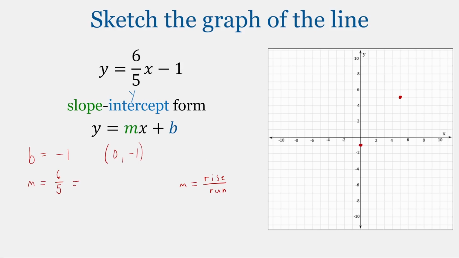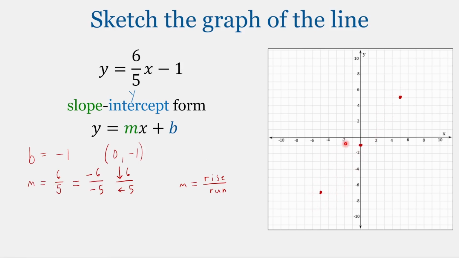Now the fraction 6/5, we can also write as -6 over -5. These are two equivalent fractions. +6 over +5 is the same as -6 over -5. So with the slope, we can also say that we're going to go down 6 and to the left 5. From a point on that line, again starting with the y-intercept, we go down 6: 1, 2, 3, 4, 5, 6, and to the left 5: 1, 2, 3, 4, 5. And we have another point on this line. We now know 3 points that are on this line.